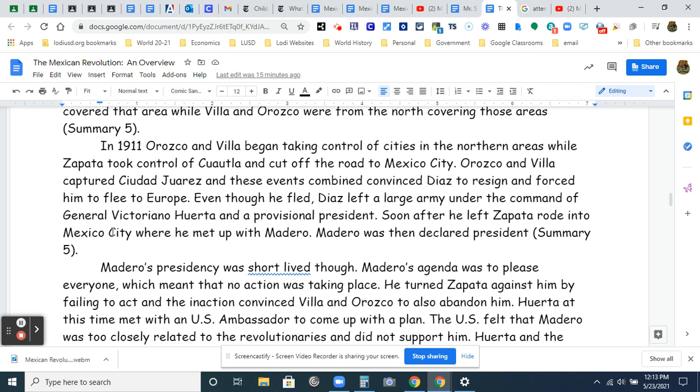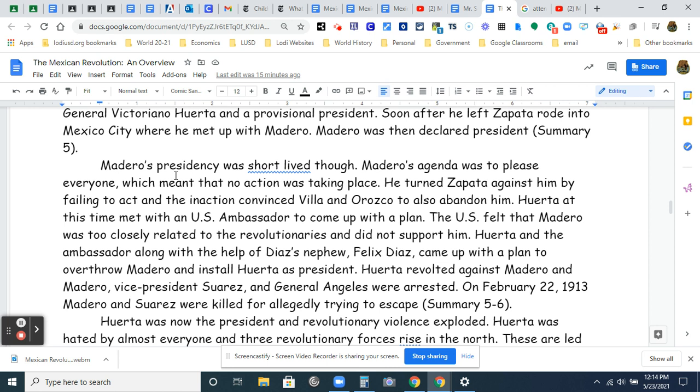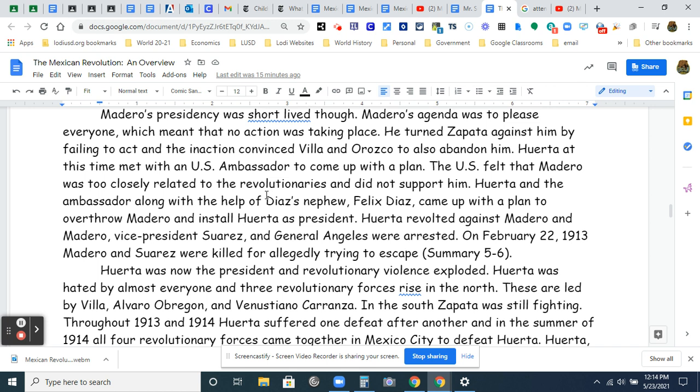Diaz left a large army under the command of General Victoriano Huerta and a provisional president. Soon after he left, Zapata rode into Mexico City, where he met up with Madero. Madero was then declared president because he had Zapata's support and Villa and Orozco as well. Madero's presidency was short-lived, though. Madero's agenda was to please everyone, which meant no action was taking place. He turned Zapata against him by failing to act, and the inaction convinced Villa and Orozco to also abandon him.